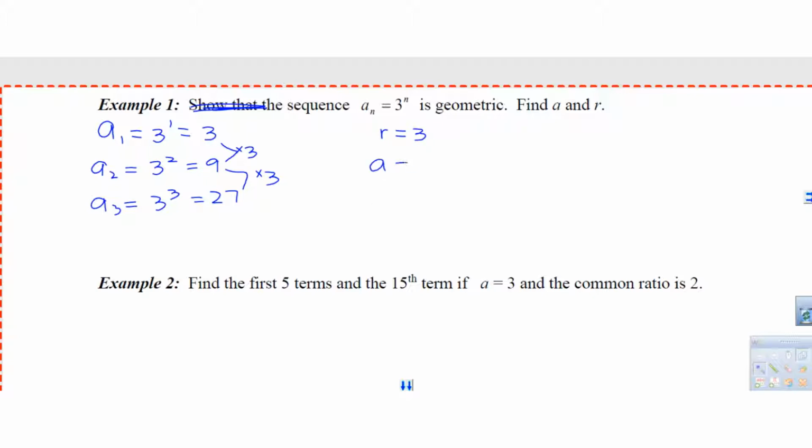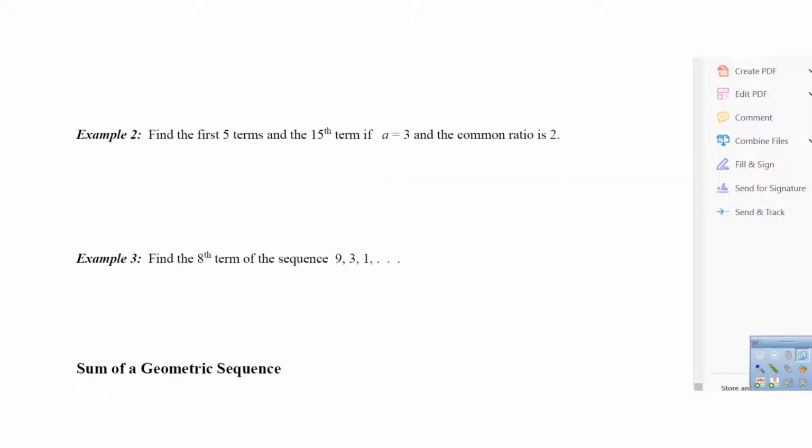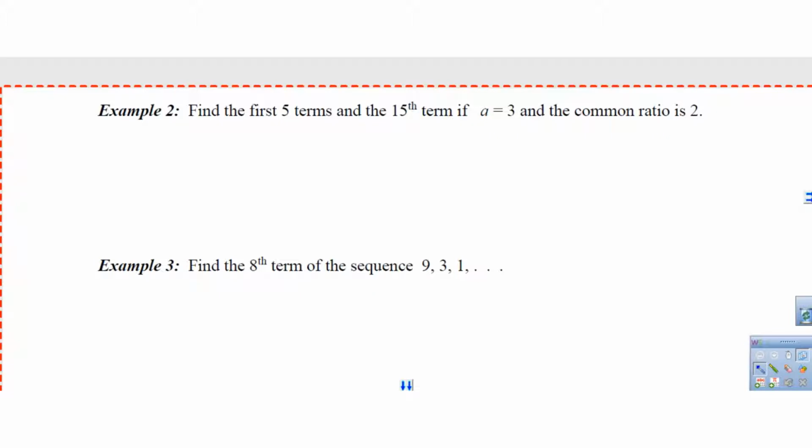And the A, what does the A stand for again? First term. And my first term is a 3. That's my answer, and I'm done. That easy. Question 2. Find the first 5 terms and the 15th term if A is 3 and the common ratio is a 2.